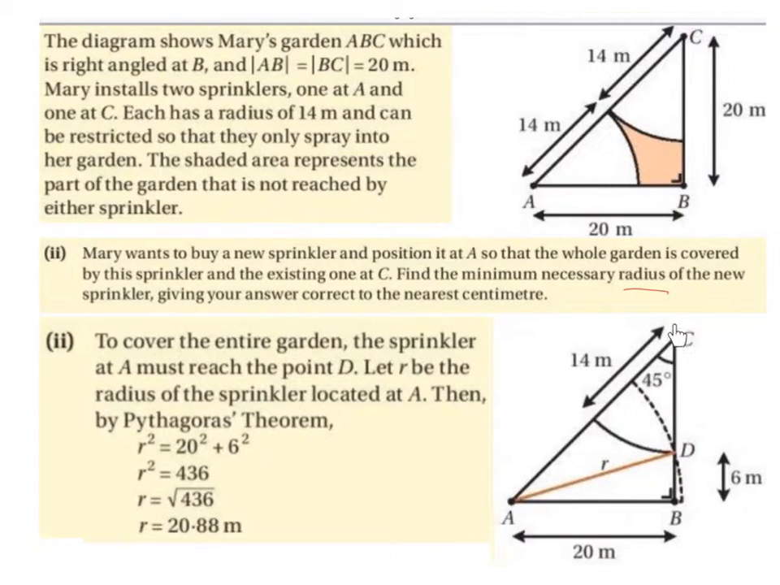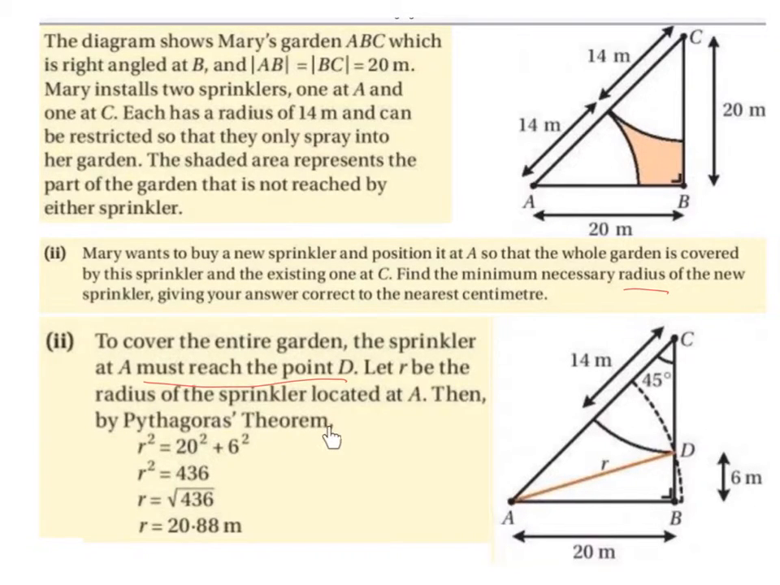So if we had a sprinkler at C, it still had a radius of 14, and it covered down as far as here, then we would just have to make sure that from point A, we had a radius that touched point D, and therefore it would cover the entire garden. There would not be any part of the garden that was not touched by the sprinkler. So to cover the entire garden, the sprinkler at A must reach point D. We're going to let R be the radius of the sprinkler located at A.